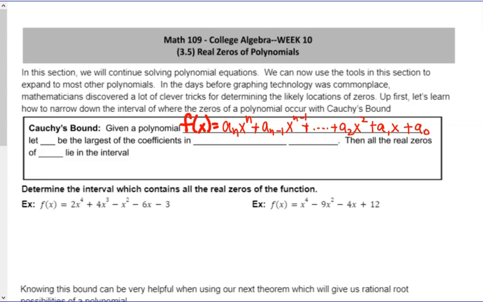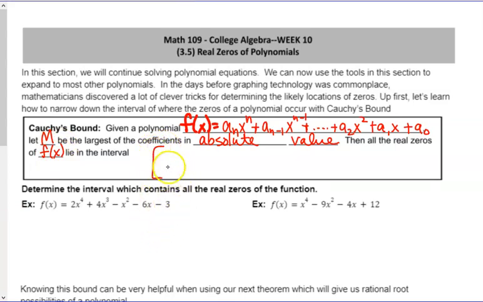Now, we are going to let m be the largest of the coefficients in absolute value. So, of all the numbers in front of the x's, we're going to take the biggest and not worry about the sign. The absolute value means it's always going to be positive. Then all the real zeros of our function f of x lie in this interval. And it is just an interval.